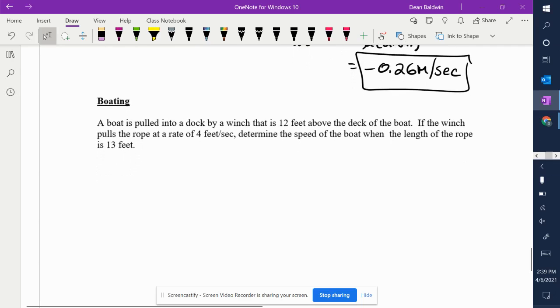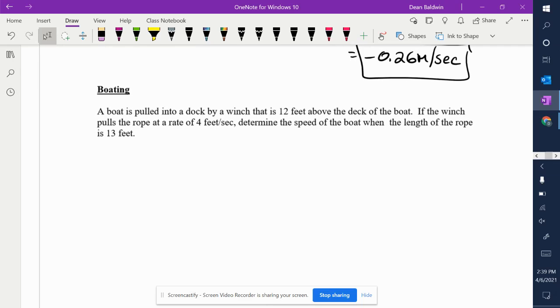All right, here we go. You want to try this one on your own? Okay. A boat is pulled into a dock by a winch that is 12 feet above the deck of the boat. If the winch pulls the rope at a rate of 4 feet per second, determine the speed of the boat when the length of the rope is 13 feet.